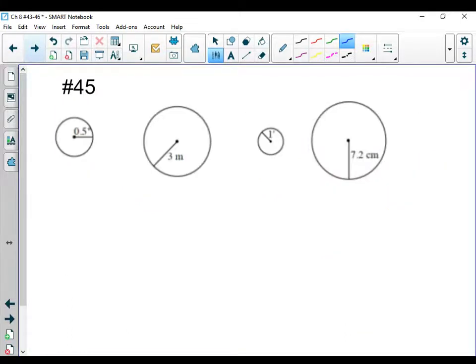All right, 45, they wanted to know which of these were going to be similar, which in some ways is a little bit of a trick question because anytime I have a circle and I'm comparing it to another circle, they're going to be similar to each other because all circles are similar.